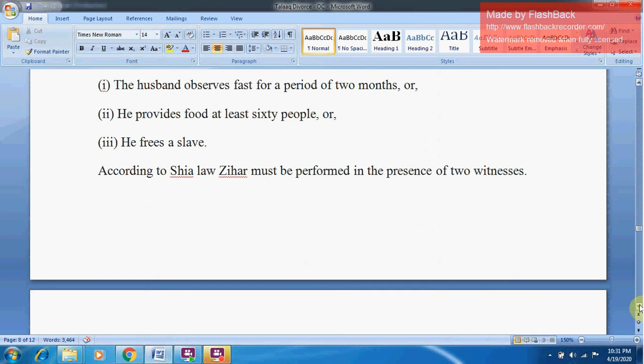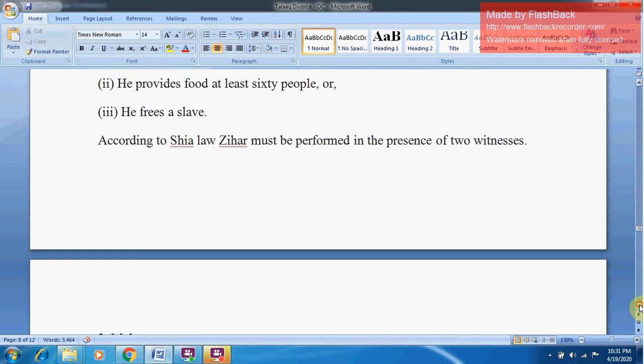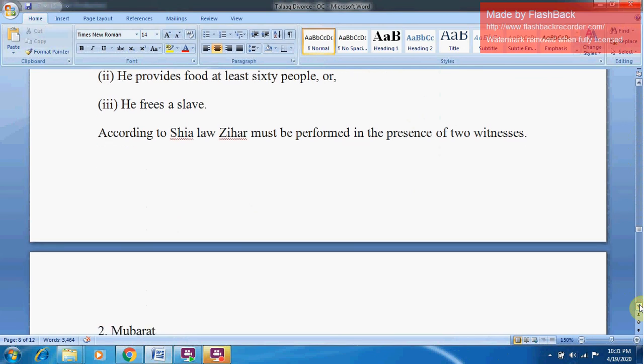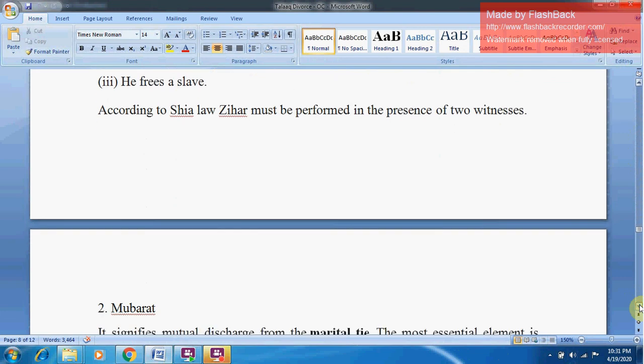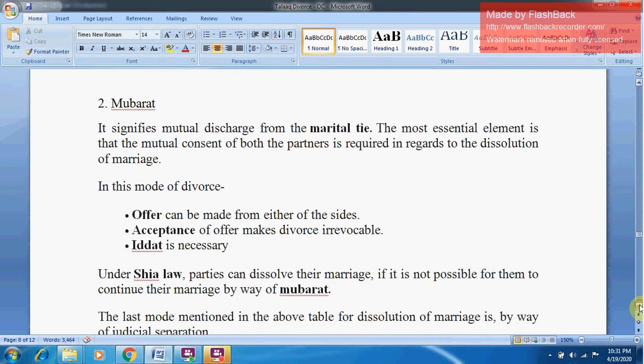Now, according to Shia law, zihar, Z-I-H-A-R, must be performed in the presence of 2 witnesses. I repeat, according to Shia law, zihar must be performed in the presence of 2 witnesses. Next comes mubarat, M-U-B-A-R-A-T, and it comes under mutual consent. It signifies a mutual discharge from the marital tie.